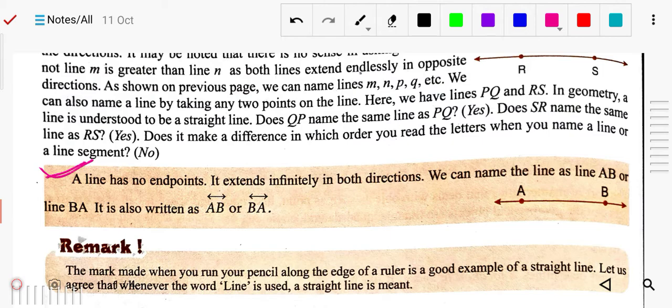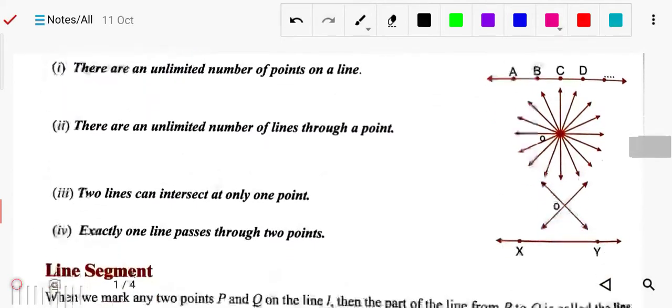It can be written as AB with a line sign over it. On this line there are two points, A and B, so you can mention it like this. You can write AB or BA; both are the same. So this is about the line.